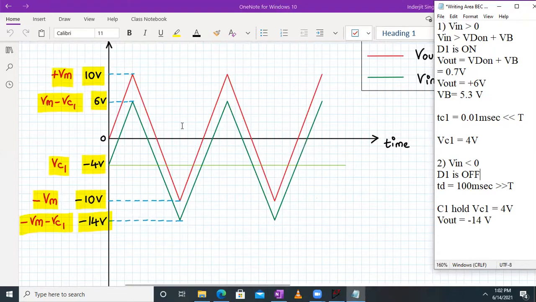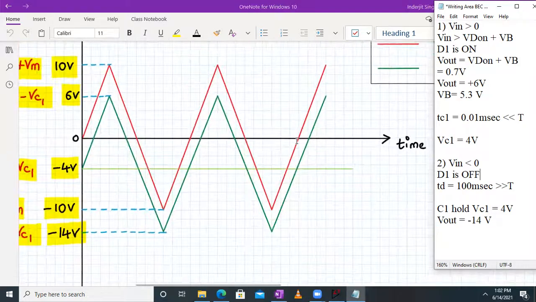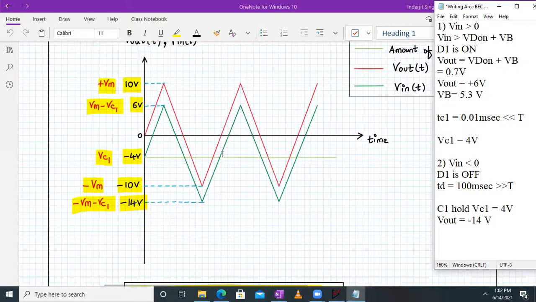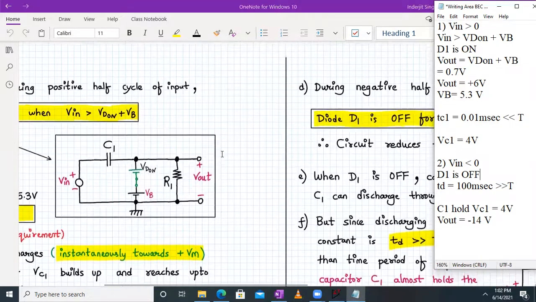Okay, you can see there is no wave shape change. The output waveform is still a perfect triangular wave. The only thing is its DC level has shifted down. And such a type of clamper circuit is called a biased negative shunt clamper. Okay, so now let us build up this circuit in LTspice quickly.